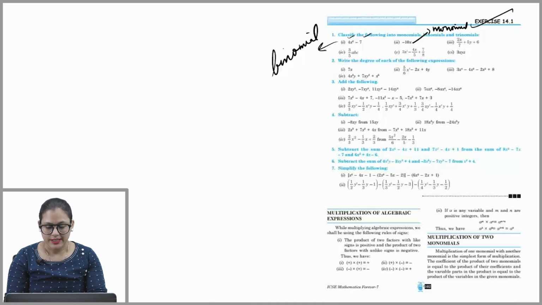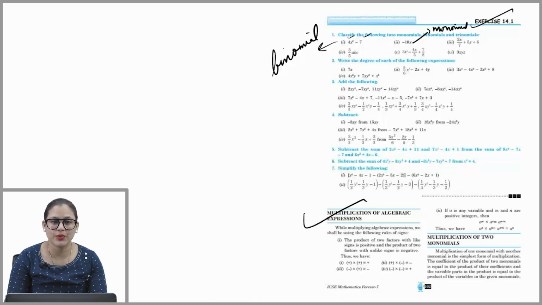Okay. Now, multiplication of algebraic expressions. While multiplying algebraic expressions, we shall be using the following rules of signs. Number 1: the product of two factors with like signs is positive and the product of two factors with unlike signs is negative. Thus, plus into plus is plus, plus into minus is minus, minus into plus is minus, and minus into minus is plus. Okay.